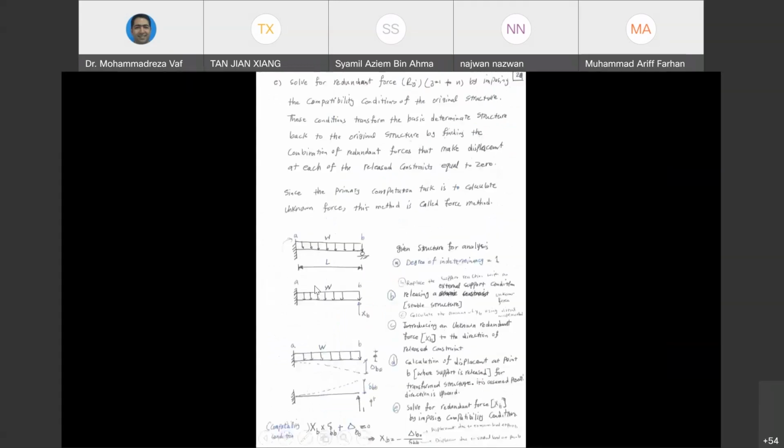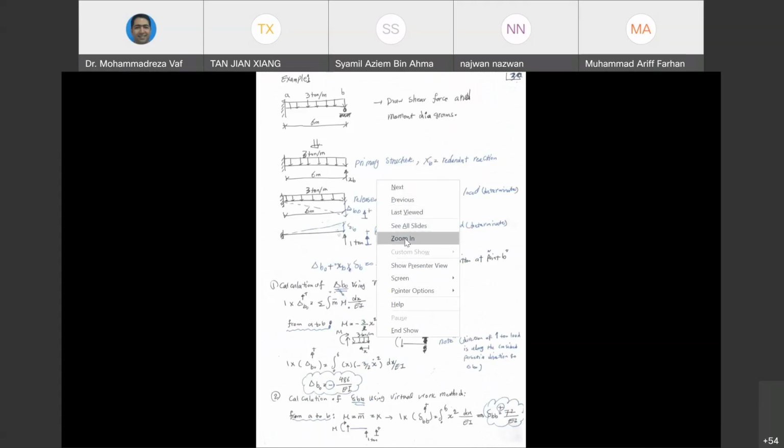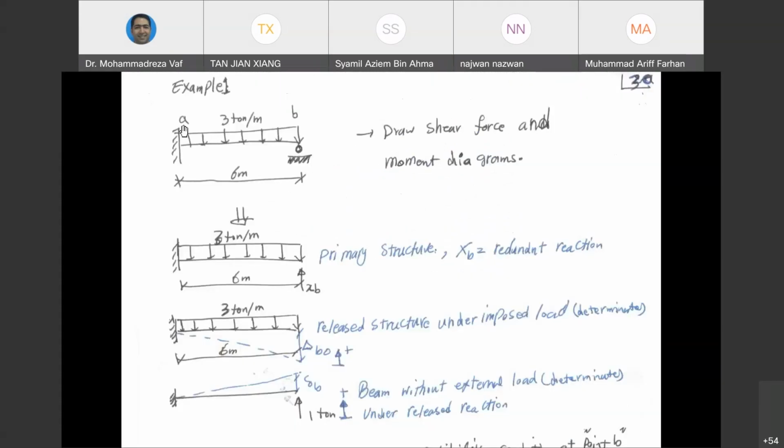Now let's go and see one example. So the same structure we just had, I've given some values here. The same structure is loaded by 3 tons per meter, a uniform load. And then our job is to analyze this beam and get the internal bending moment and shear forces. Okay, now let's see how we can do that.